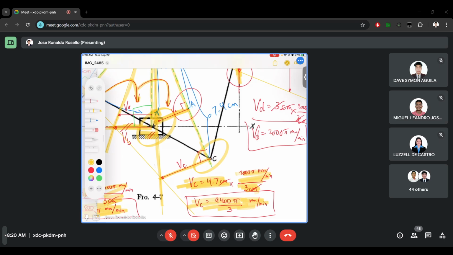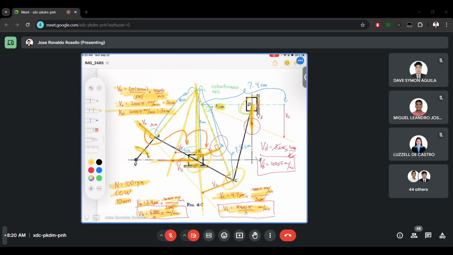And lastly, for velocity D, we cannot use Q2 as the instantaneous axis because Q2 is used for the points on the same link AB and ABC. Since D is not on the same link as A, B, and C, we cannot use Q2 for D. So let's make a new instantaneous axis. C and D are on the same link, meaning we can make another instantaneous axis for C and D.